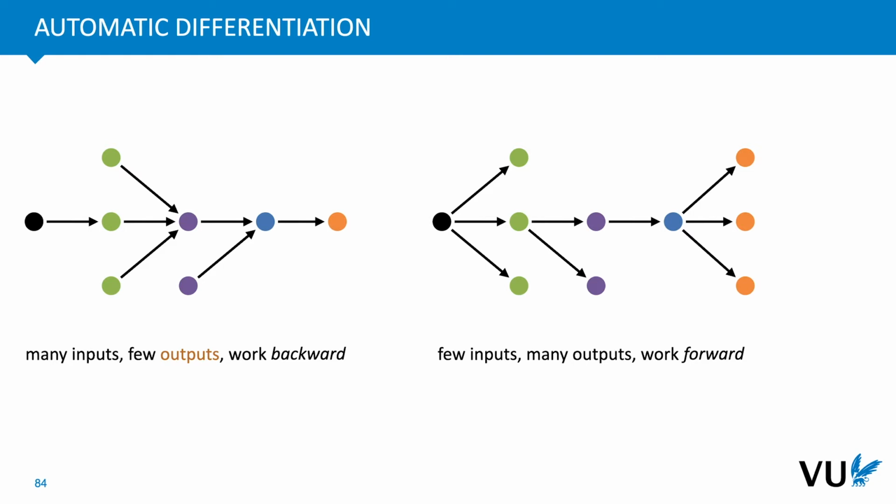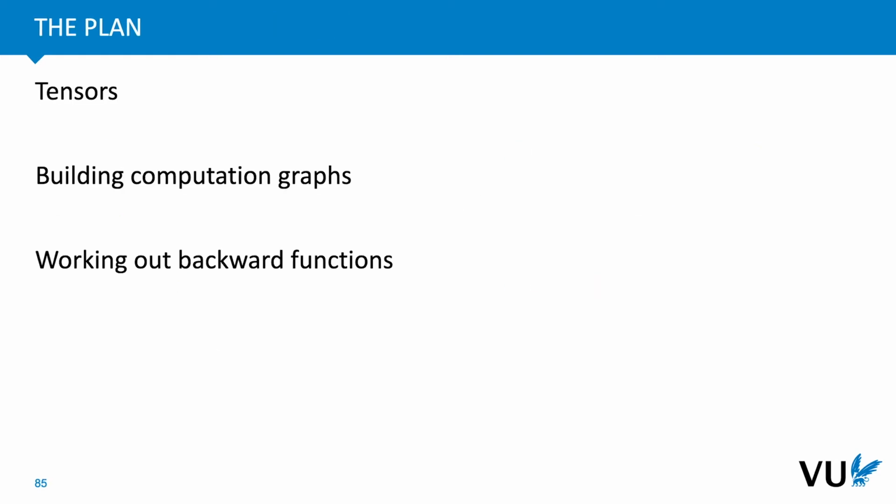If you have the opposite picture, so if you have very few inputs but lots of outputs, then it's more efficient to accumulate the chain rule in a forward way, starting at the input node and working forward through the computation graph. The plan for this last video consists of 3 steps.